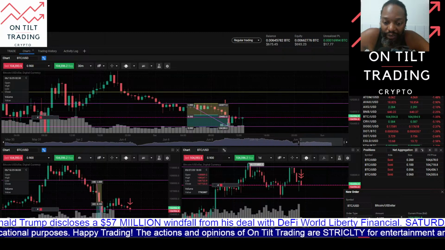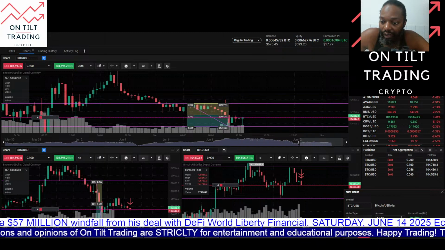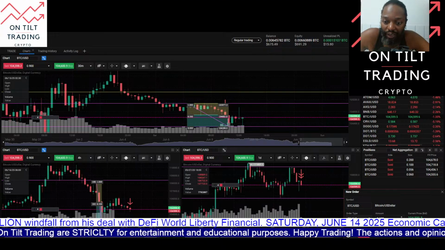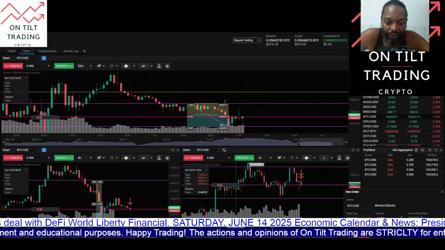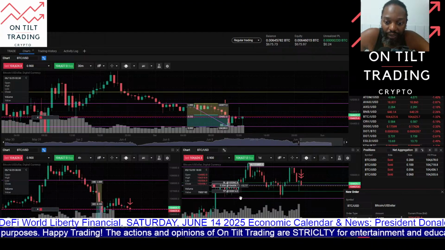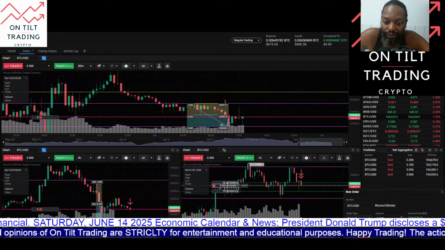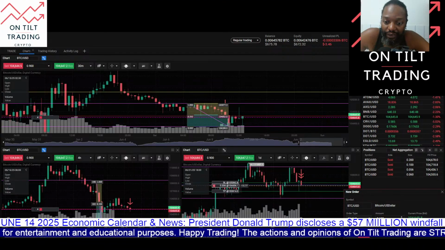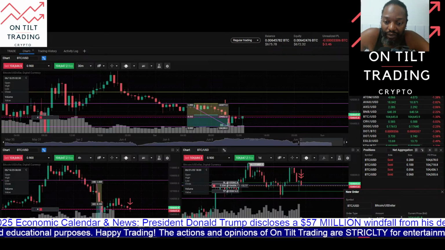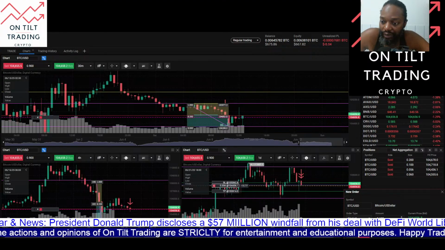There's going to be sell side liquidity right here. And then for my targets for this, I'll just use the daily as an example, targeting liquidity here. So there's going to be sell side liquidity resting right down here. So this is my target area for this trade idea.